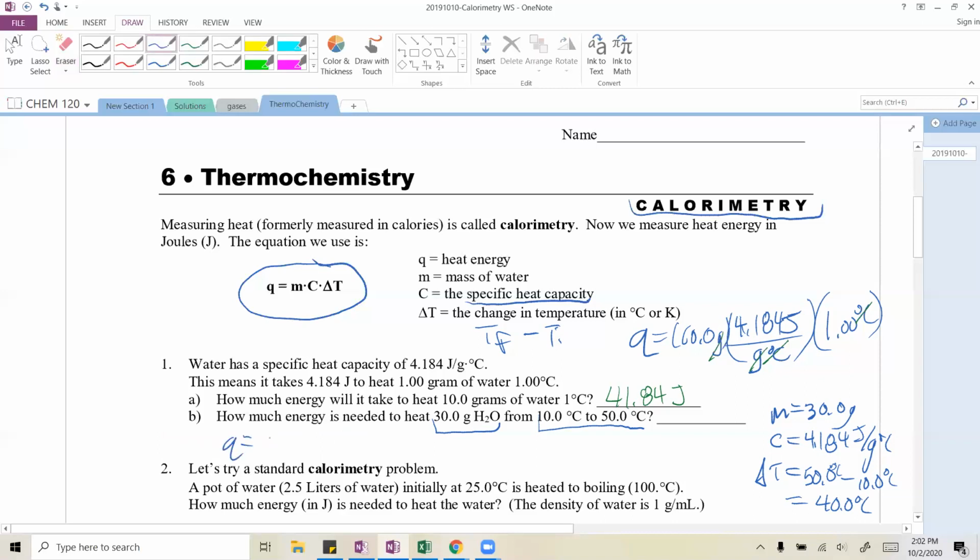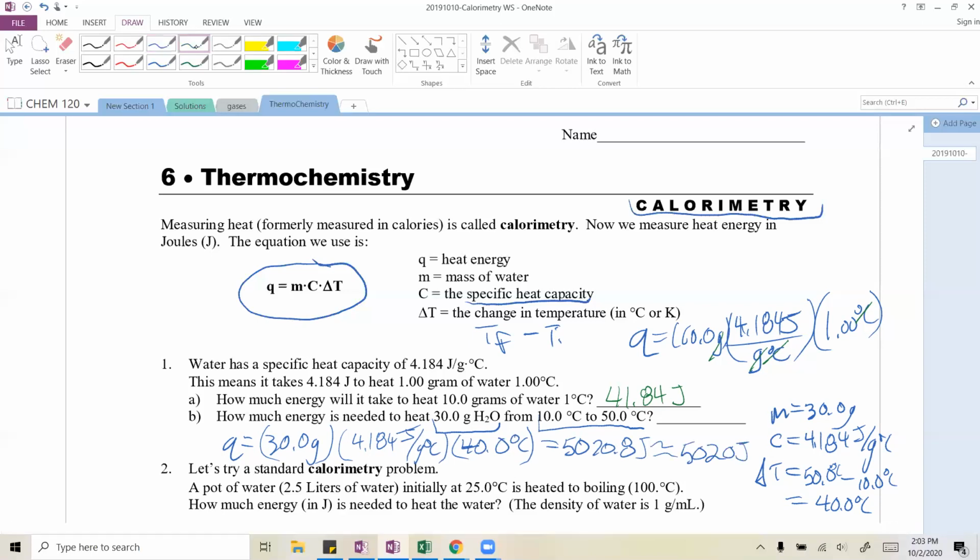So we plug this back into our equation. Our mass is 30.0 grams. Our C is 4.184 joules per gram degrees Celsius. And our delta T is 40.0 degrees Celsius. We multiply those together, and we get 5,020.8 joules. And if we look at our significant figures, we should have 3. So 5,020 joules. Okay. And so that's what we're looking for in these types of problems, we're trying to solve for that Q.